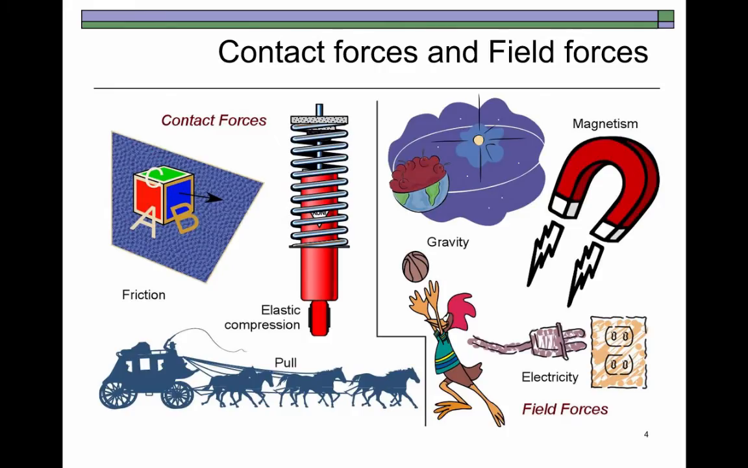This is an example of contact and field forces. On the left are the contact forces: friction, elastic compression, horses pulling a wagon. On the right are your field forces: gravity, magnetism, electricity, okay?